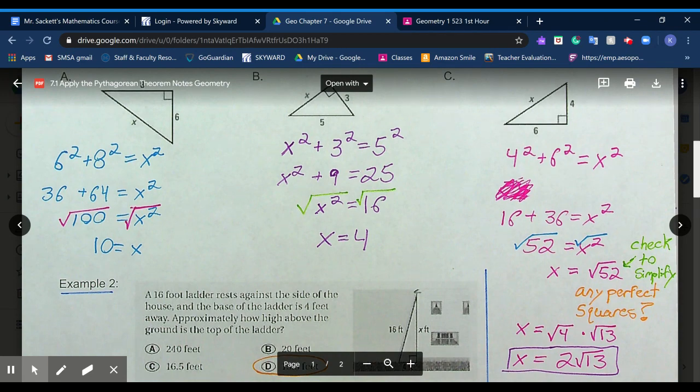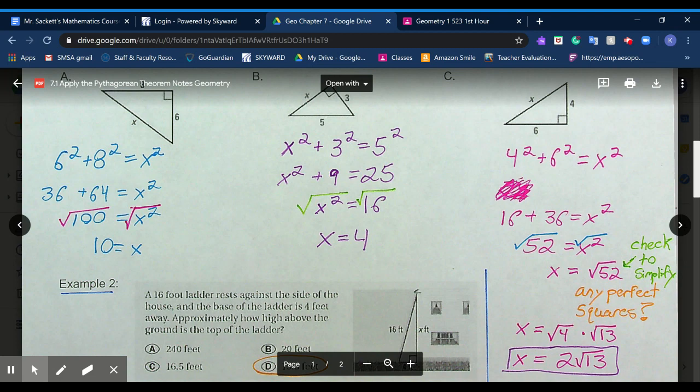So what we want to think about: are there any perfect squares that can be divided out of 52? A perfect square, again, is a number like 4. The square root of 4 is 2. Or 9, 16, 25, 36, 49, and so on. So perfect squares are numbers where we can take the square root and not get a decimal. So in this case, 52 divided by 4 is 13.